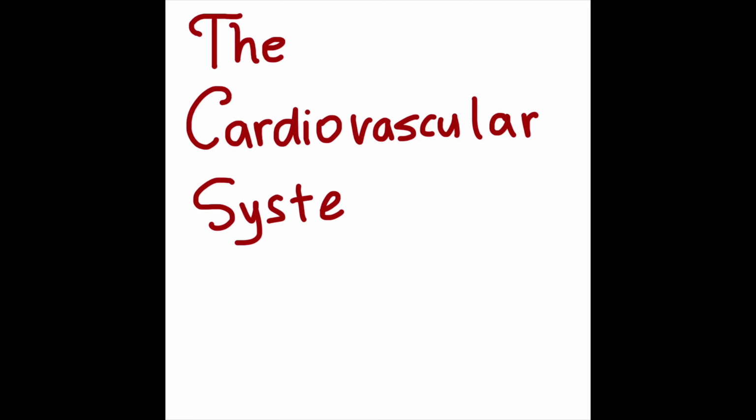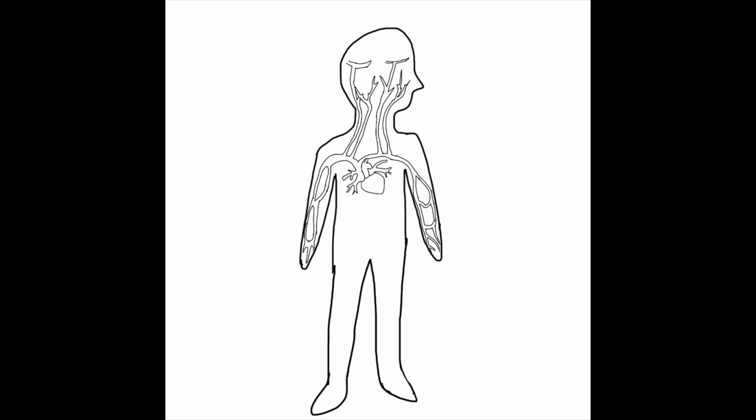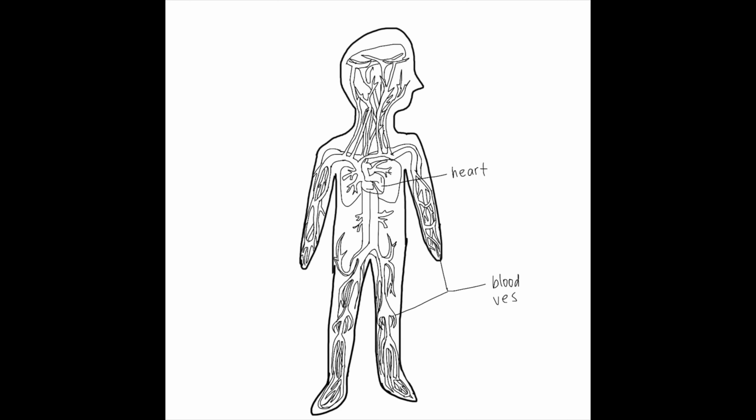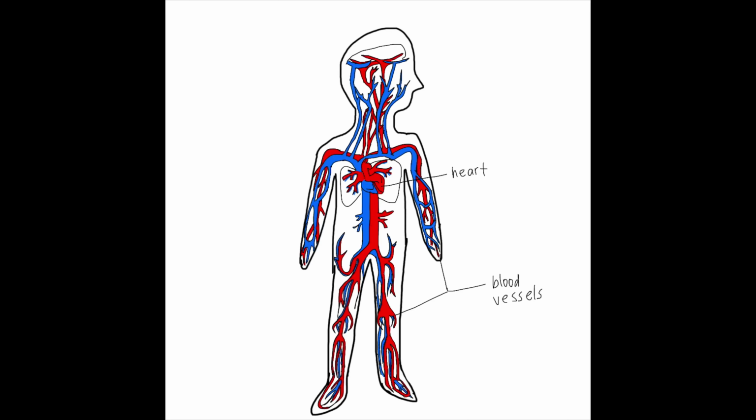This is a brief overview of the cardiovascular system. The cardiovascular system is the system of the heart and blood vessels that pumps blood through our body. This system is really important because it delivers blood to all the parts of our body, and with the blood it delivers oxygen, which our cells need in order to survive and function properly.